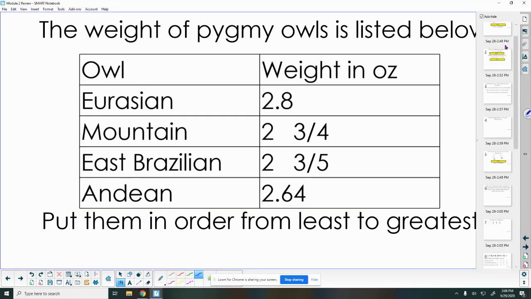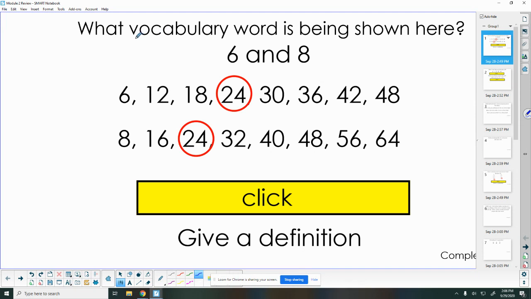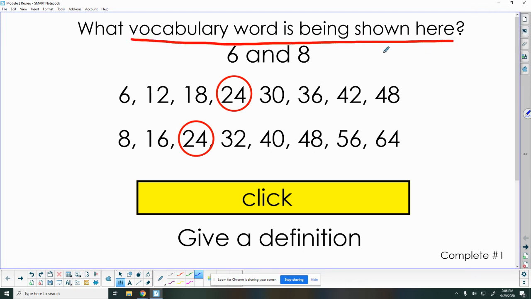So we're going to start here. We want to know what vocabulary word is being shown here. We started with the numbers 6 and 8. Then I can see 6, 12, 18, 24. So they're making a list of 6s. 6 times 1 is 6, 6 times 2 is 12, 6 times 3 is 18, 6 times 4 is 24, and so on. 8 times 1 is 8, 8 times 2 is 16, 8 times 3 is 24. And they made a list of 8s. So they multiplied to make this list.